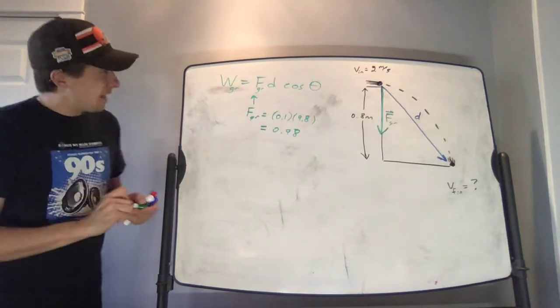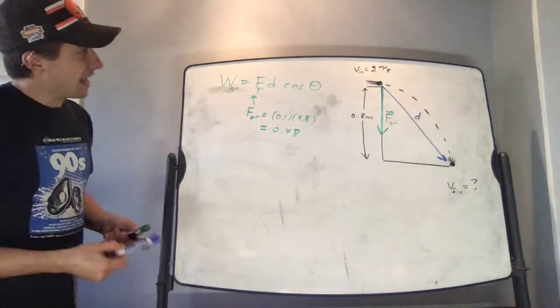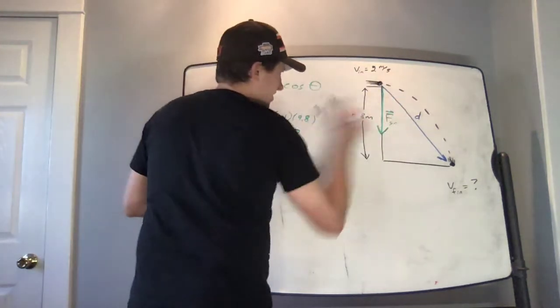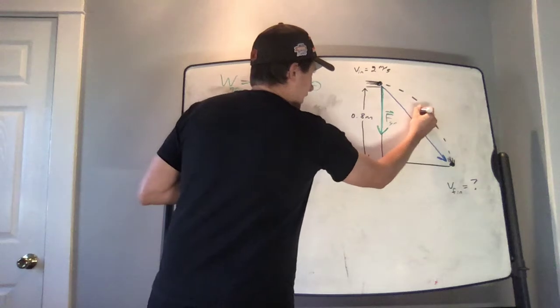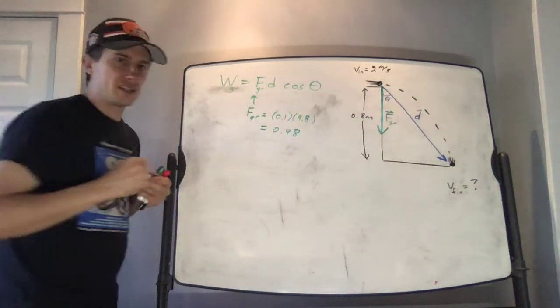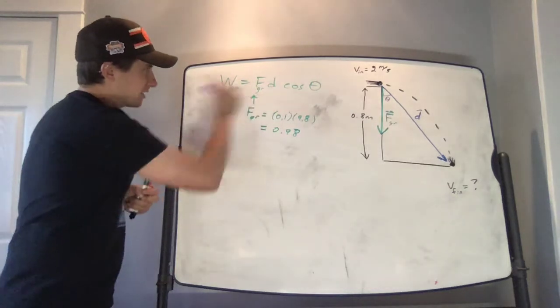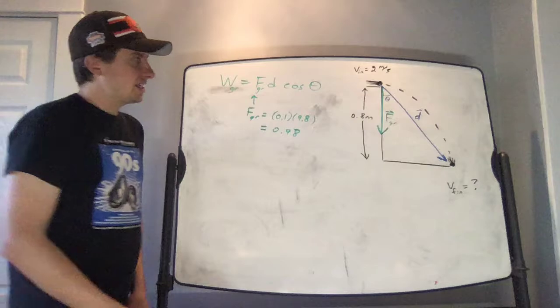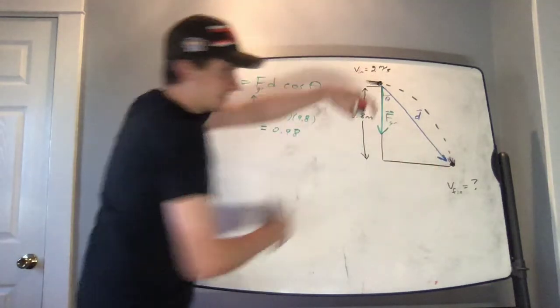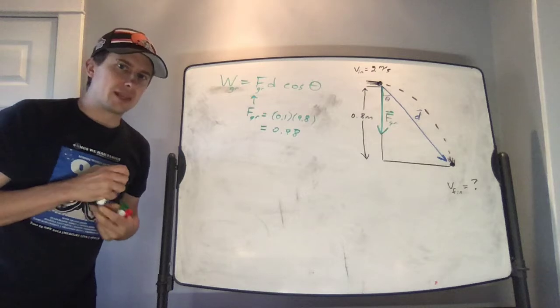Well, what about these other two terms? Theta is the angle between this vector d and the force of gravity vector, so theta is going to be this angle right here. And d is the magnitude of the displacement, so d is whatever this distance is. We don't have either of those pieces of information.